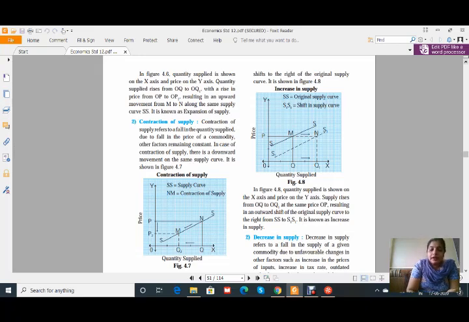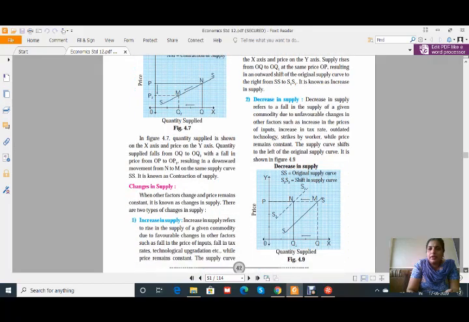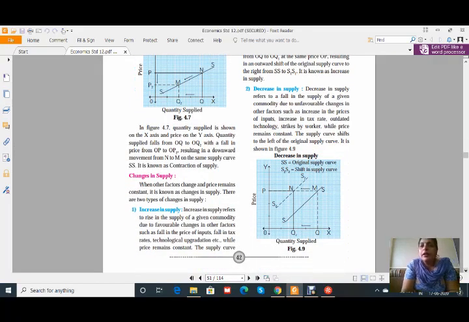The next is decrease in supply. It works the same way. Decrease is exactly the opposite of increase. That is, it refers to a fall in supply of a given commodity due to unfavorable changes in other factors such as increase in prices of input, increase in tax rate, outdated technology, strike by workers, when price remains constant.